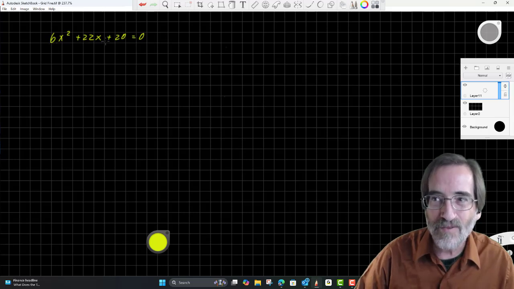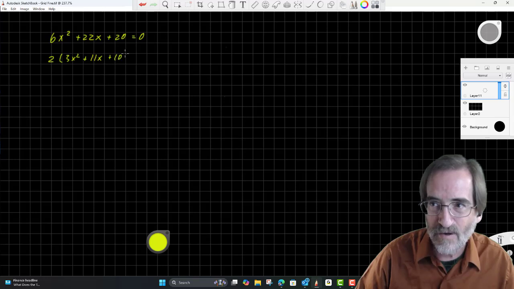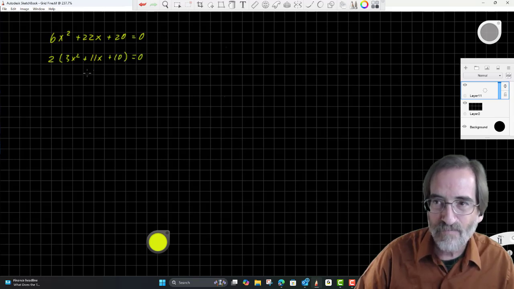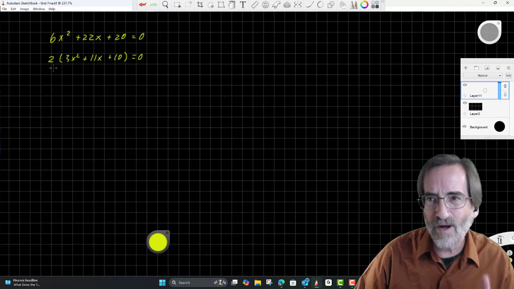They're all even, and that's a good indicator that there's a common factor. So I can at least divide out 2. 6 divided by 2 is 3. 22 divided by 2 is 11. 20 divided by 2 is 10. Okay? And now, I think they leave the 2 there.